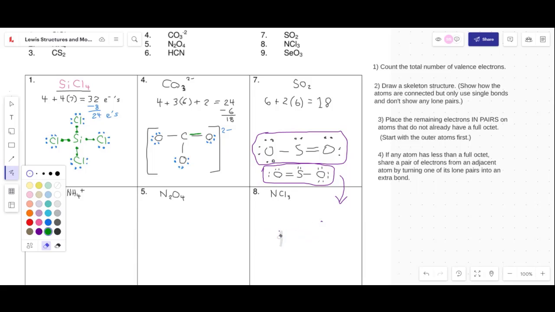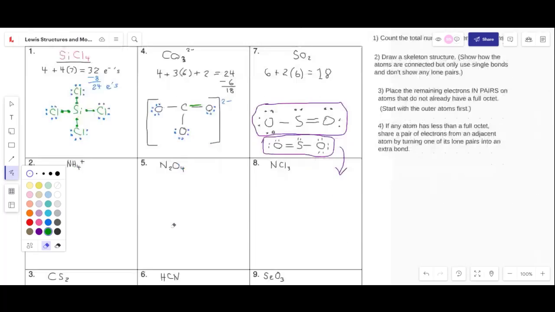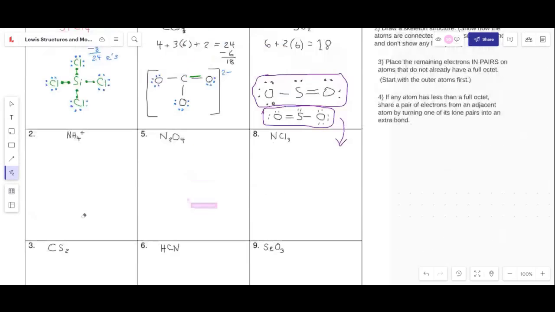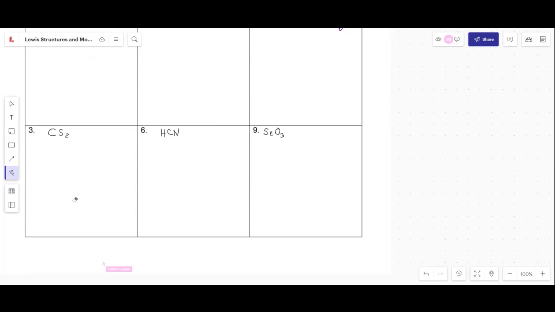Okay. Now, next, we want to look at, let's see, let's do CS2. Let's do CS2. And so CS2. Do you want to tackle CS2 as well?